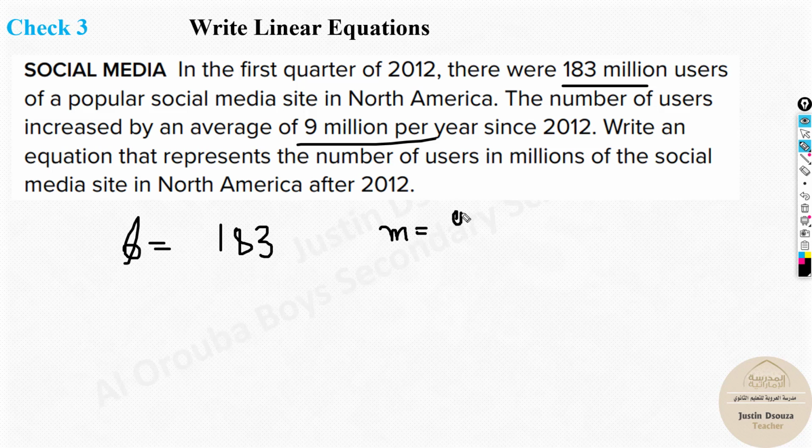The slope, the rate of change, is 9 million. It increases by 9 million per year. So m is 9. It's millions per year. This is in millions, since 2012.